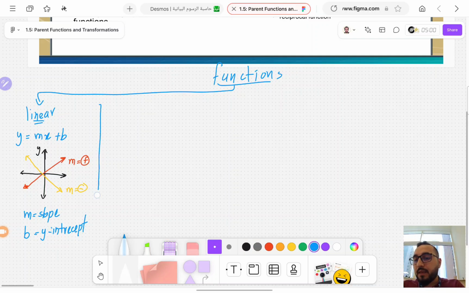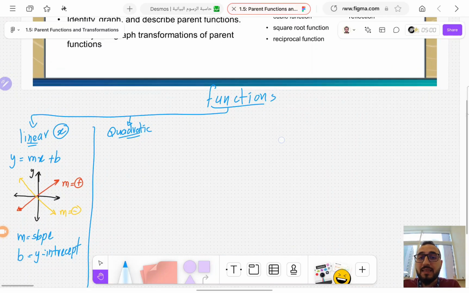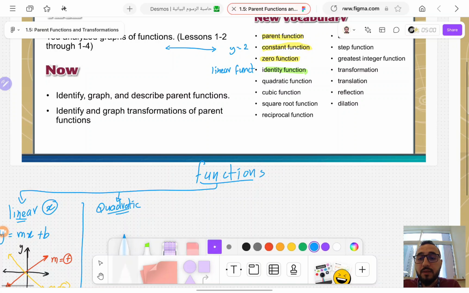Now, after we know the linear function, let's go to another function. The linear function here is only x. So this is the parent function: the parent function is only y equals x. Now the second one is what we call the quadratic function, or we can call it a parabola.